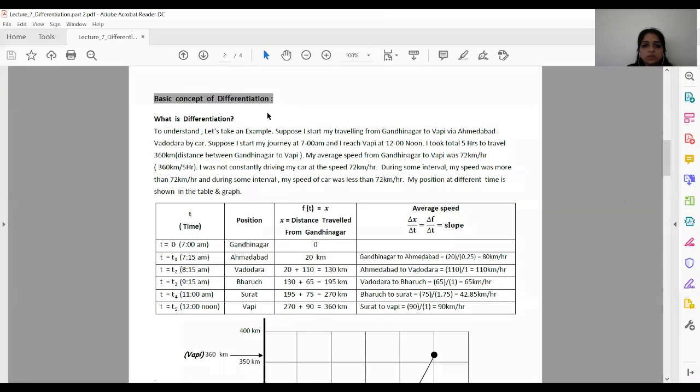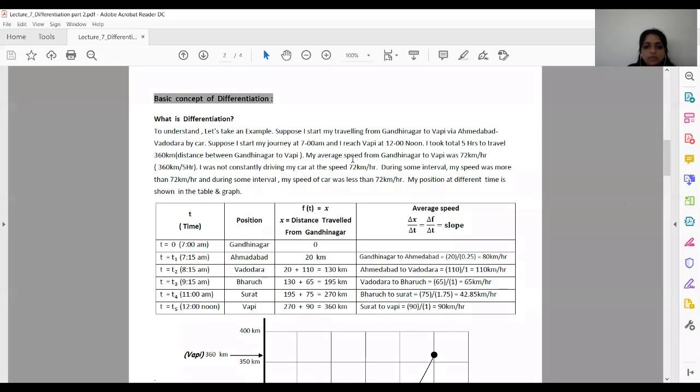Basic concept of differentiation. What is differentiation? To understand, let's take an example. Suppose I start my traveling from Gandhinagar to Vapi via Ahmedabad, Vadodara by car. Suppose I start my journey at 7 a.m. and I reach Vapi at 12 noon. It took a total of 5 hours to travel 360 kilometers, the distance between Gandhinagar and Vapi.